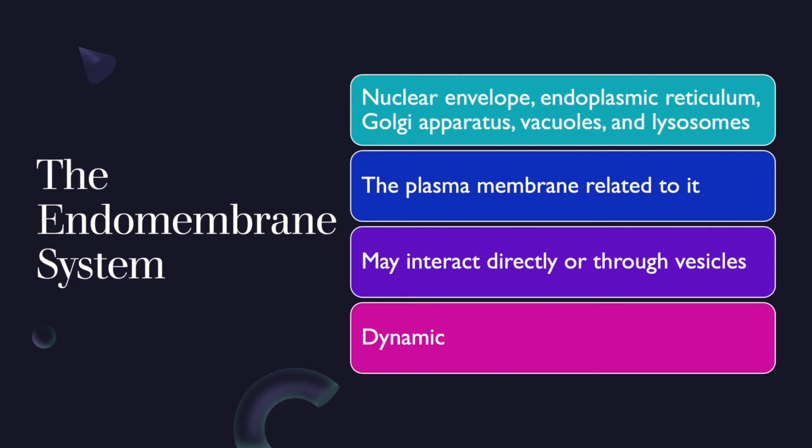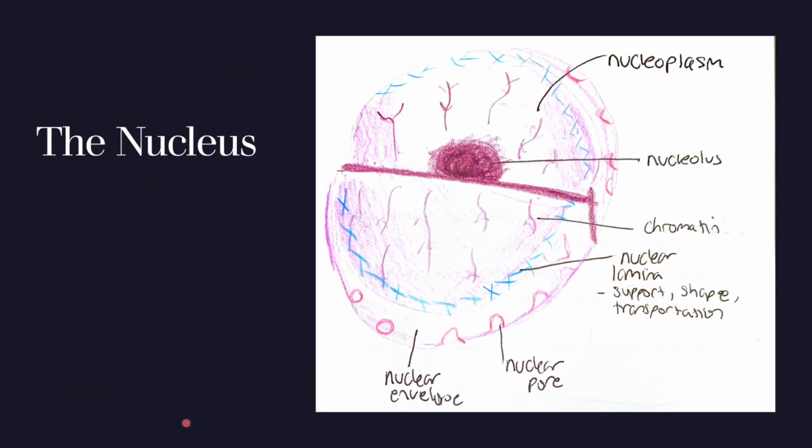Membranes may interact with each other directly or through vesicles, which pinch off the membrane and then move to another location in the cell. Membranes are dynamic, meaning that they are constantly changing in structure, size, and activity. The nucleus is the largest organelle in the cell. It is known as the control center because it contains the genetic material that codes for cellular activity.